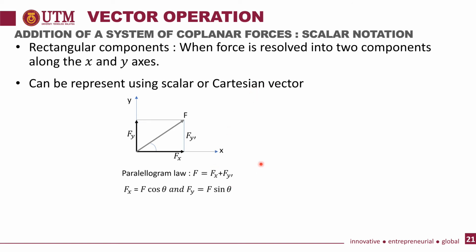This is an example of using scalar notation. Here you can see the resultant force F, and then the y-axis and x-axis. You have the force Fy, which is directly connected to the y-axis, and force Fx, which is directly connected to the x-axis. By using the parallelogram law, the resultant force F can be defined as Fx plus Fy prime. If we want to create a triangle, we must use Fy prime, because Fy prime is parallel to Fy, so the magnitude is similar. So you can use the parallelogram law here.